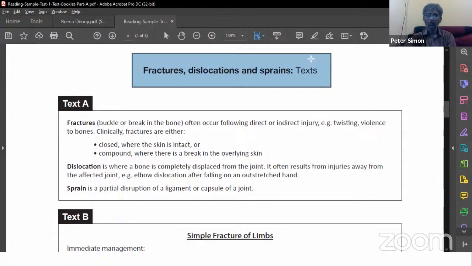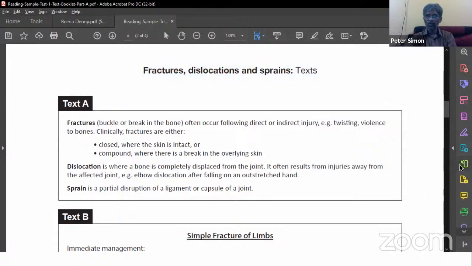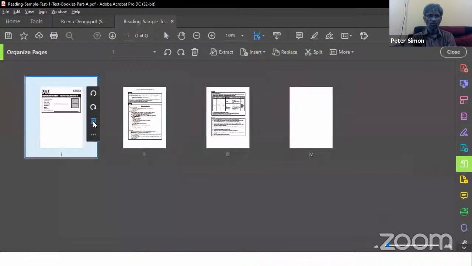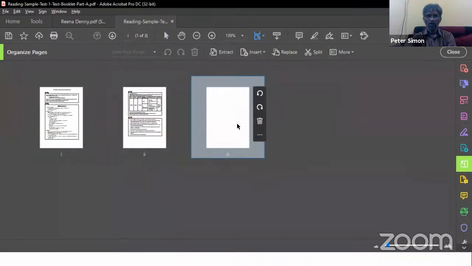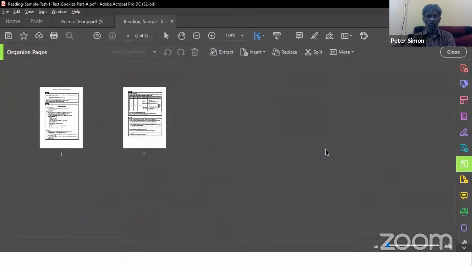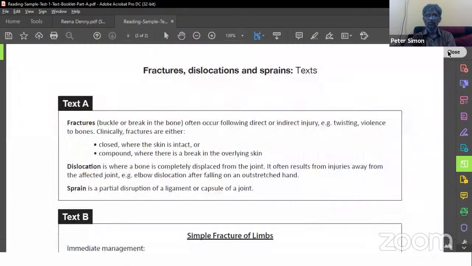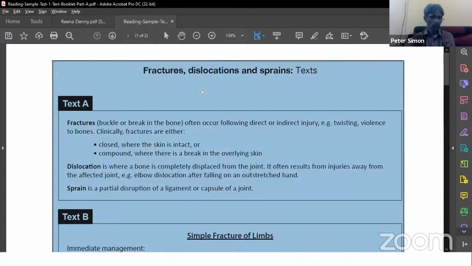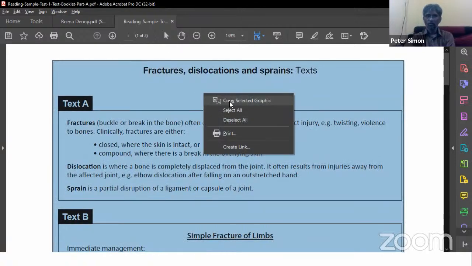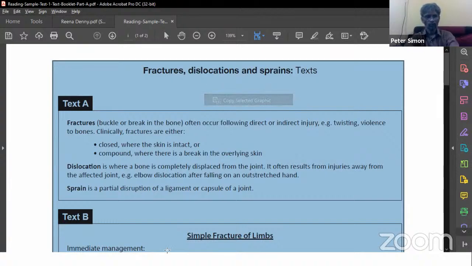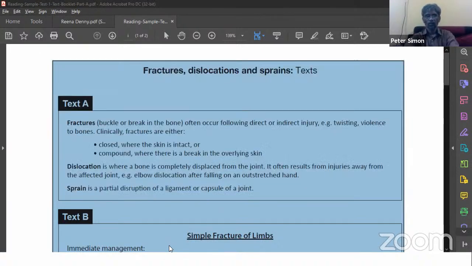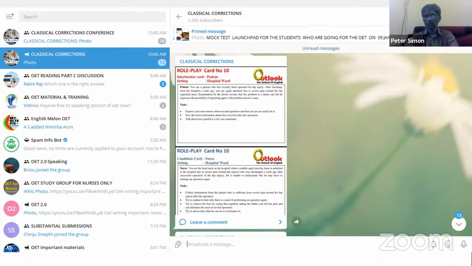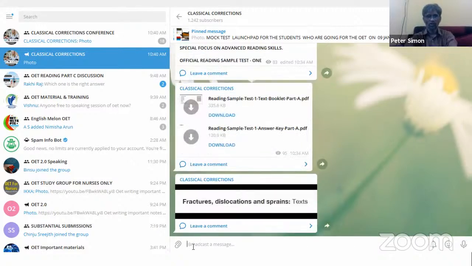So we have 4 pages. If we take 4 pages, the first page is not needed, so eliminate it. The last page is not needed, so eliminate it. So we have 2 pages, the first page and the second page. Right. So copy. Yes, this is there. I'm going to post it in the Telegram channel.